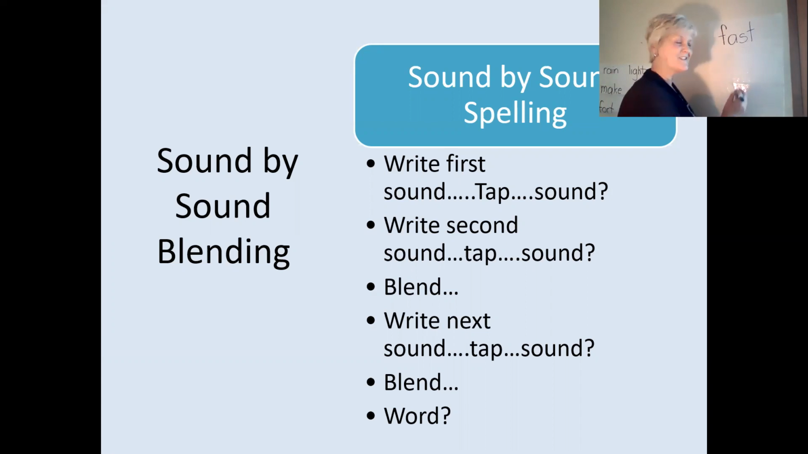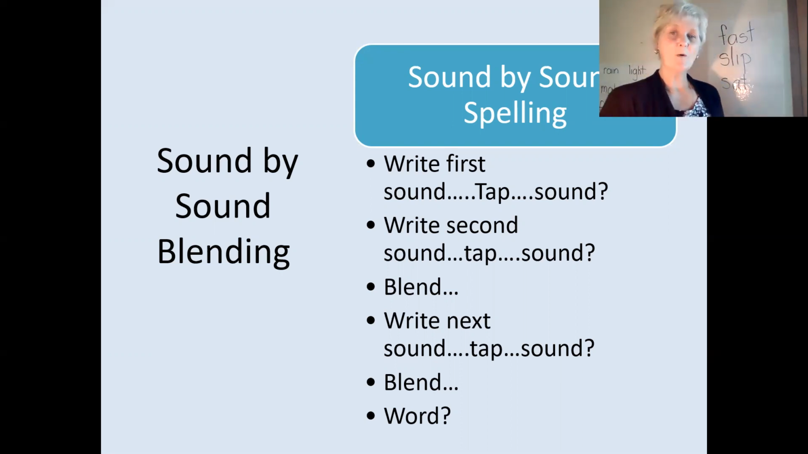Ready? Ready, boys and girls? Here we go. Sound, sound, blend, sound, blend, sound, blend, word. Sound, sound, blend, sound, blend, word.